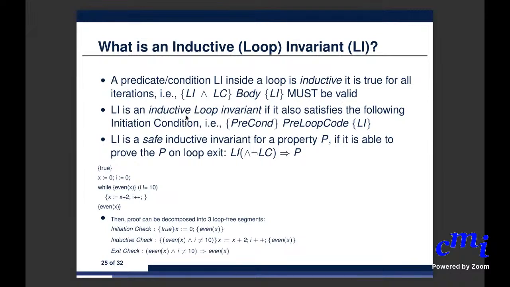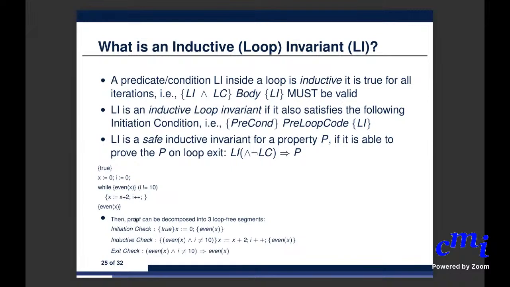So it is inductive, correct? Even if you start with even of X and you execute the body, it is still even of X. And it is also the case that if X is even, when you exit the loop, that is when I is equal to 10, it continues to be true, and therefore you can conclude when you exit the loop, even of X is true.